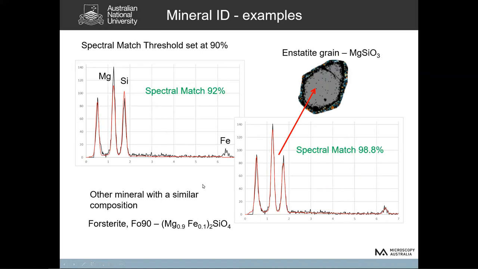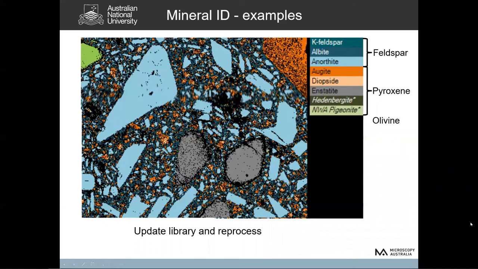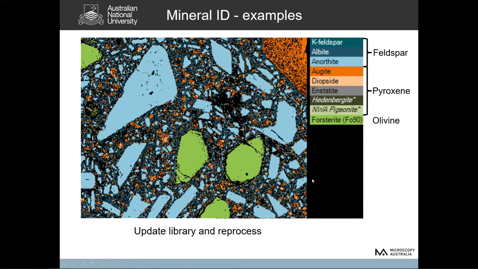So if I now include this olivine forsterite into my library and reprocess this map, you'll find that now it will actually pick it up correctly, and I've added another mineral to my legend. So you need to be aware that you have in fact identified the mineralogy in your sample, perhaps through XRD or other methods before you start, or you typically know a little bit about it yourself. So it doesn't just simply identify all the minerals if you don't give it the right information in the first place.